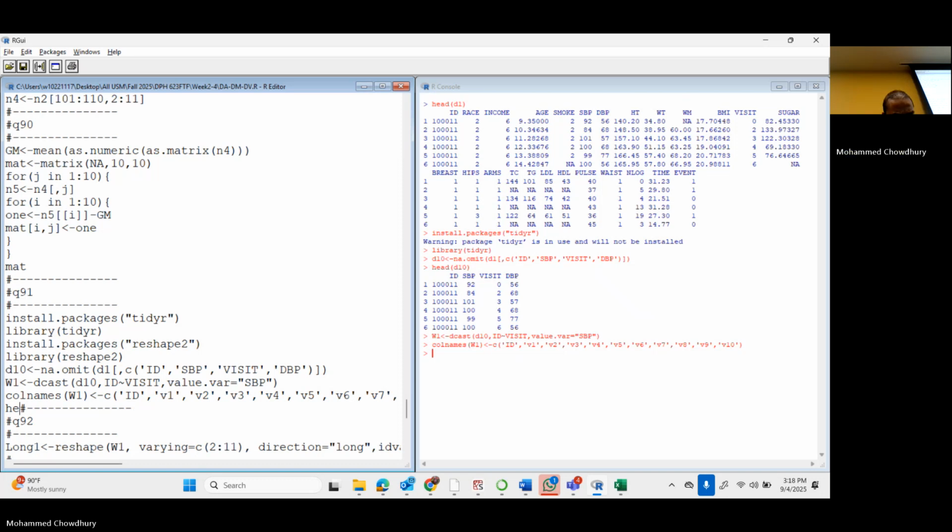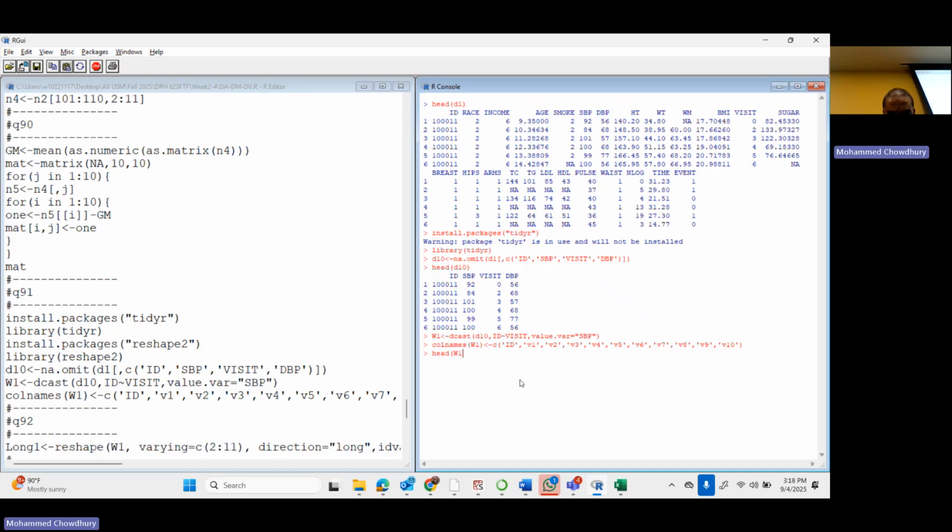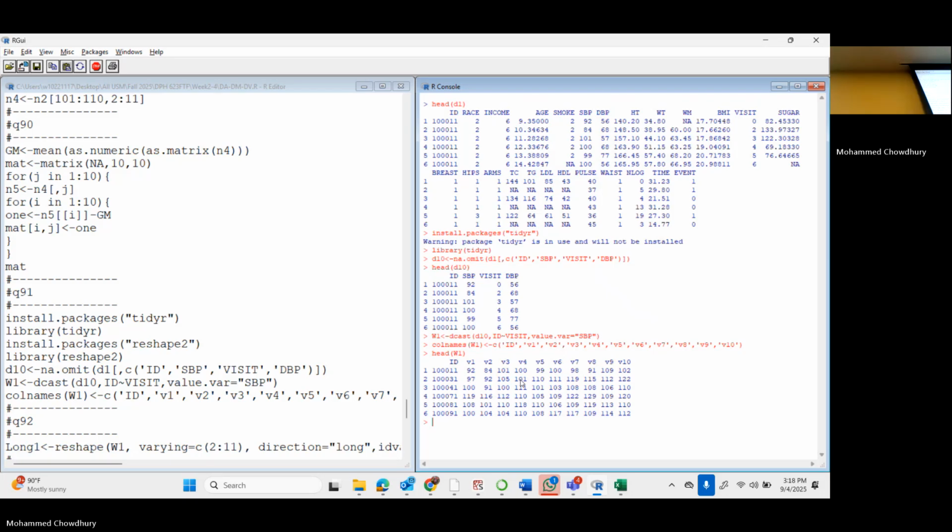Head, W1. This is called the wide format data. Now see, this person is appearing only one time, right? This is his SBP in the first visit, second visit, third, fourth, fifth, sixth, seventh, eighth, ninth, tenth. Okay. So what I did in here is the wide format dcast.